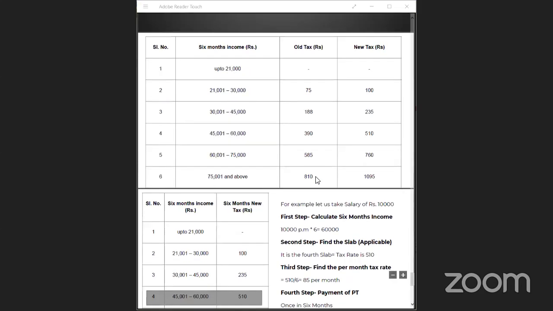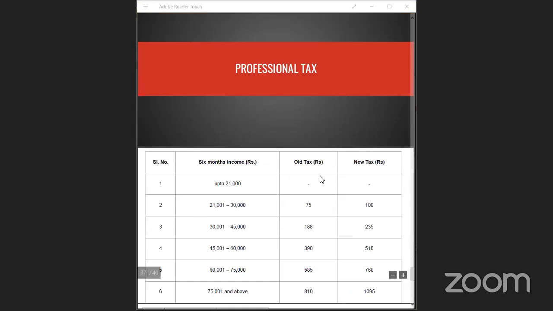First, let me put this across here. I have the 6 months income and the tax rate. Up to 21,000, no tax. Then 21,001 to 30,000 rupees, the tax rate would be 100 rupees. Then 30,001 to 45,000, it is 235 rupees. I'm going with the new tax rate, so don't confuse it with the old one.